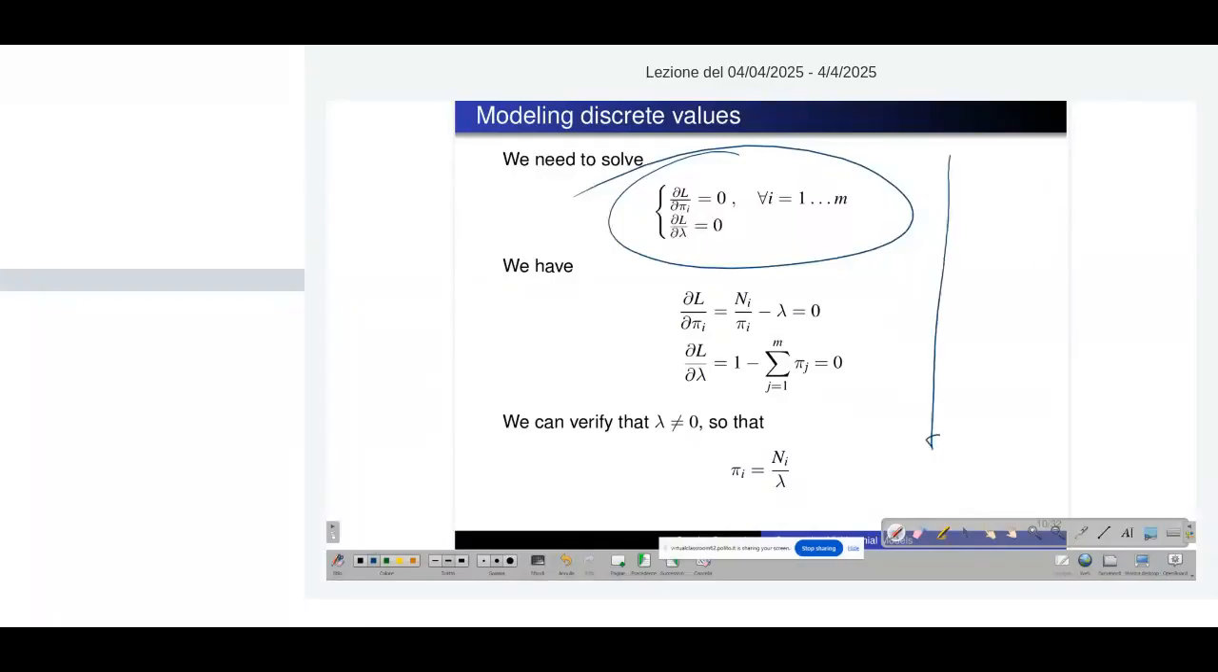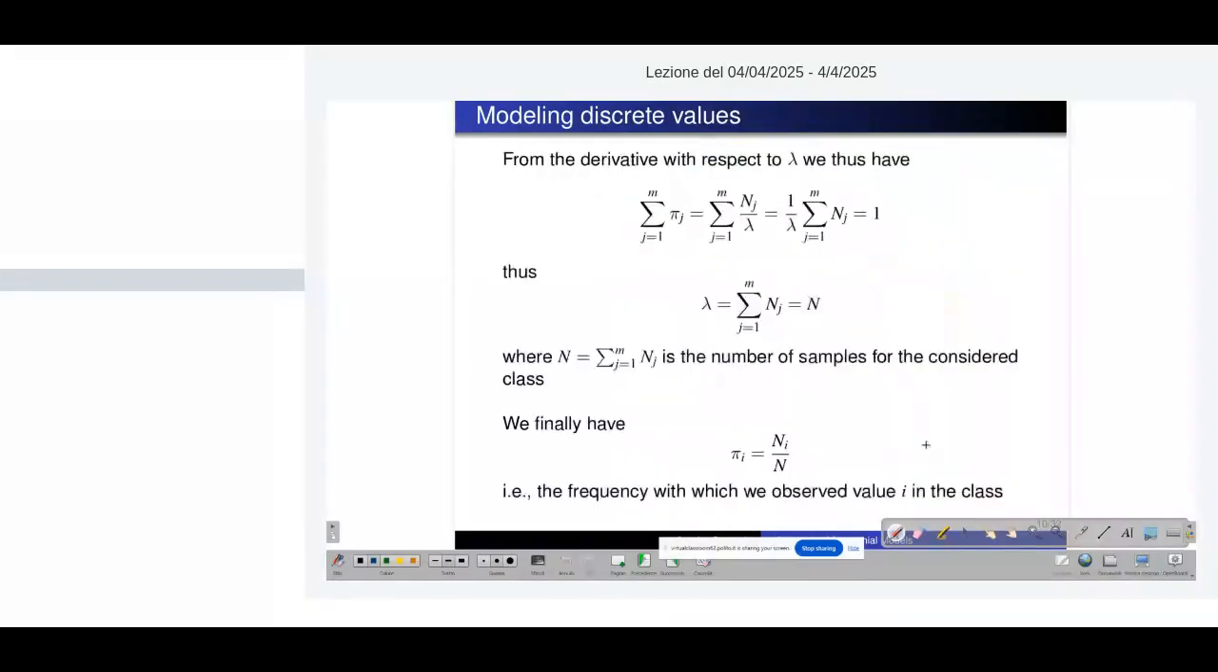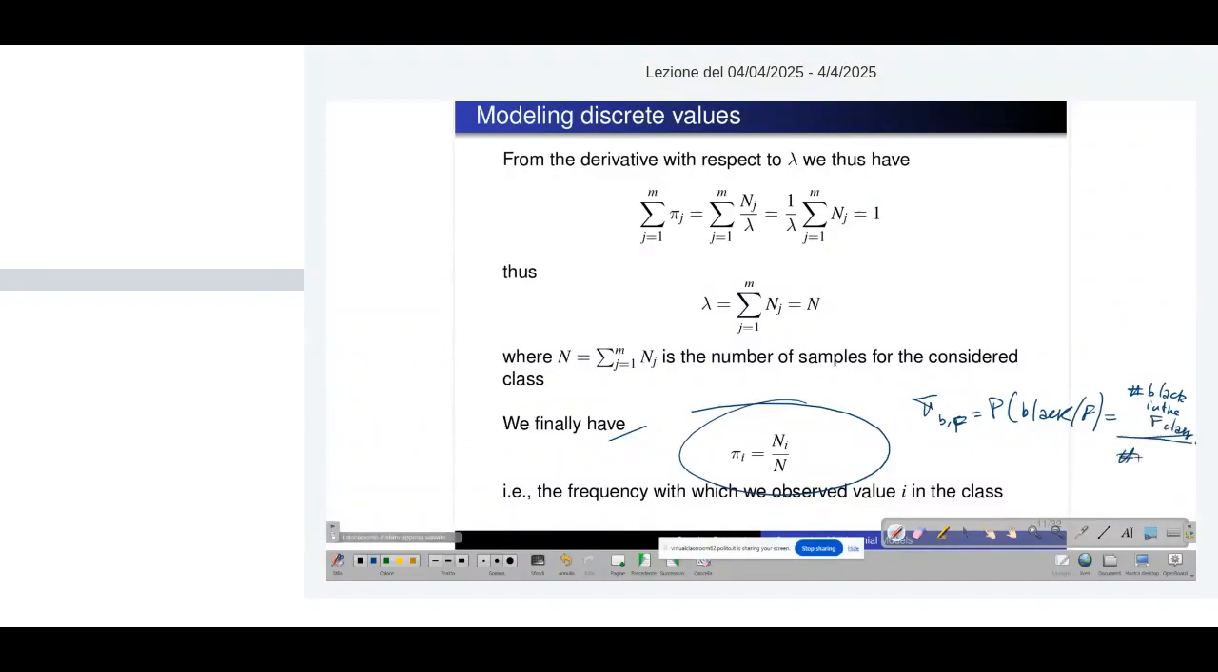I will not explain why, but if you go through the derivations, what you will obtain is exactly that the value that maximizes that expression under the constraint is to set each pi equal to the fraction of times that feature appears. If this is the parameter for a class, for example the probability of black given female, this will be the number of black in the female class divided by the number of samples in the female class.